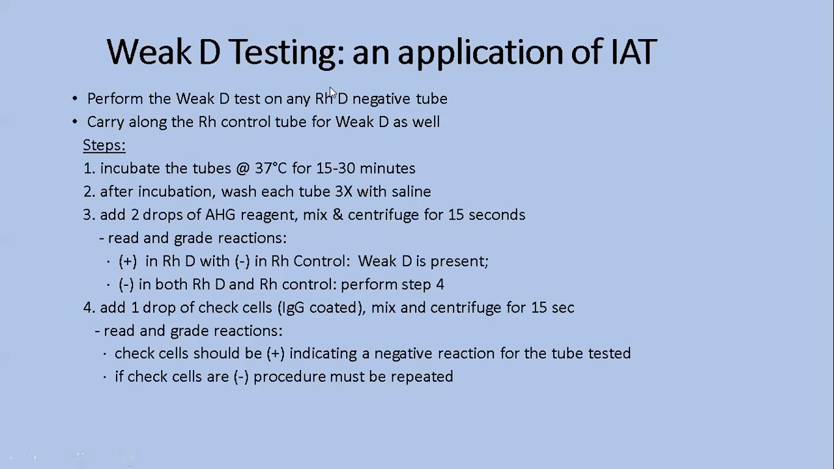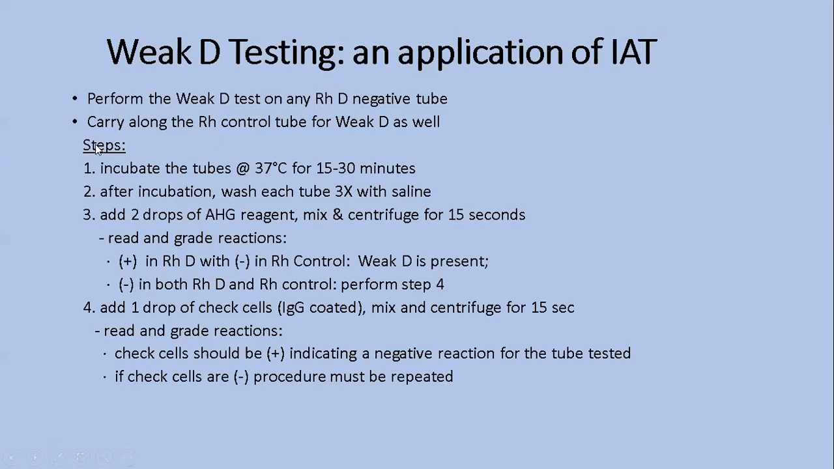Now, here's the thing. If someone tests positive in the RHD tube initially with a negative RH control, do we need to do the weak D test? The answer is no. That person is RH positive and they're not reacting with the diluent in the RH control, so there's no need to do a weak D test on that person because we've already detected that they have the D antigen. So this is just going to be done on our patients with an RHD negative tube, and we carry the RH control tube along for the ride.